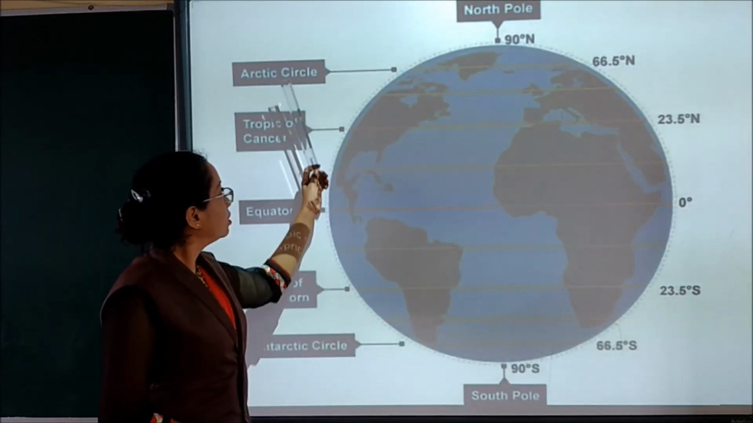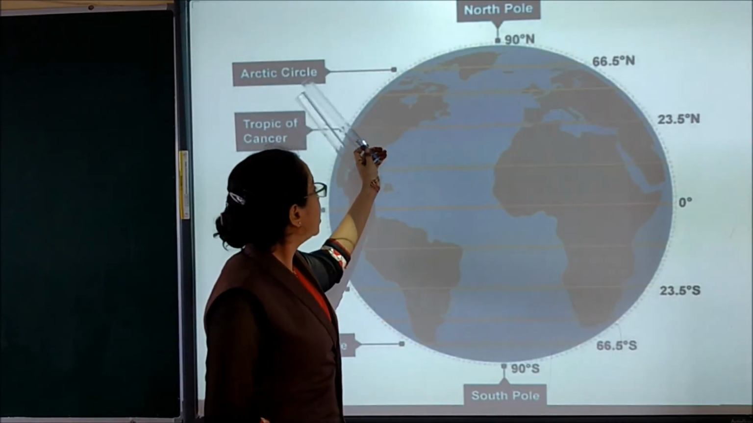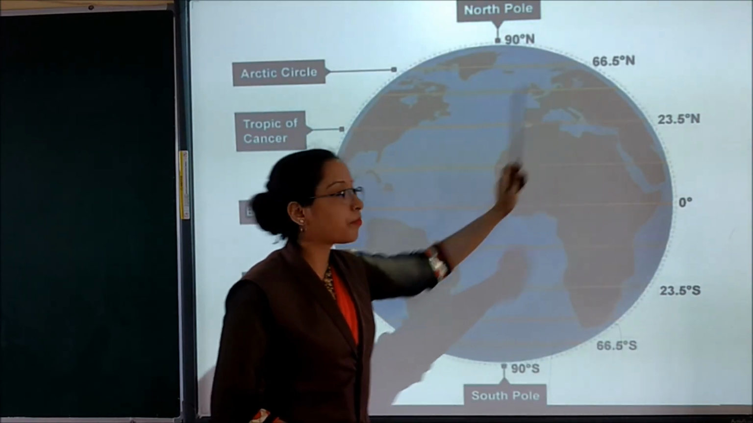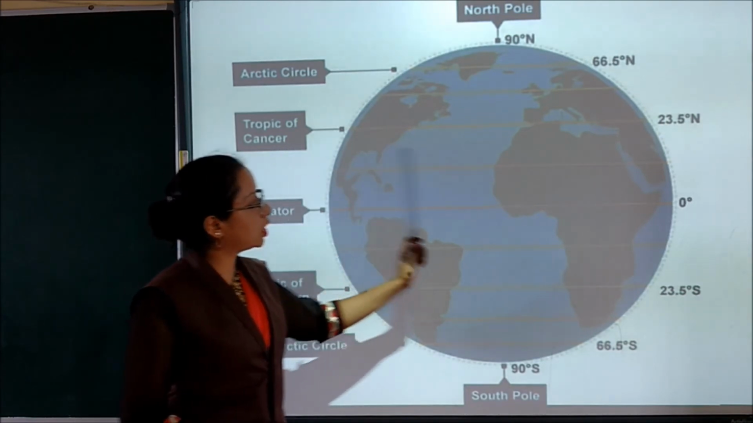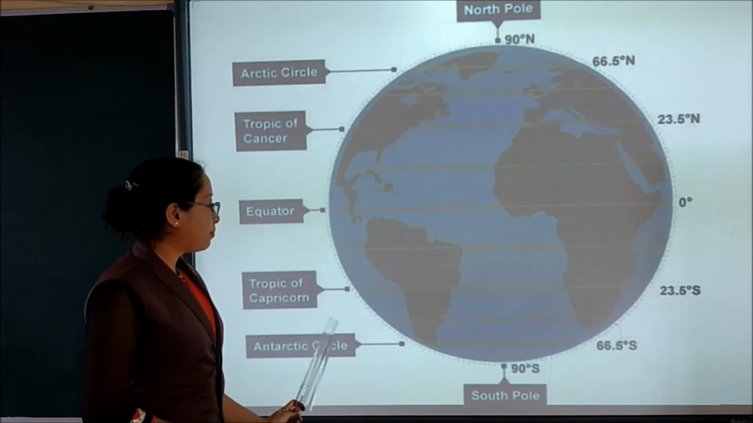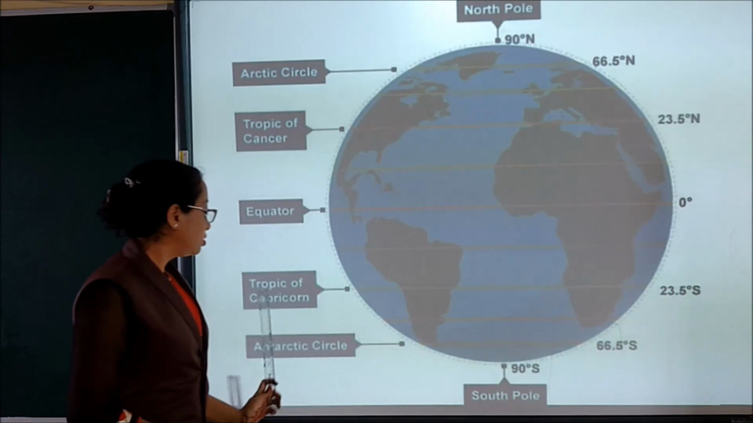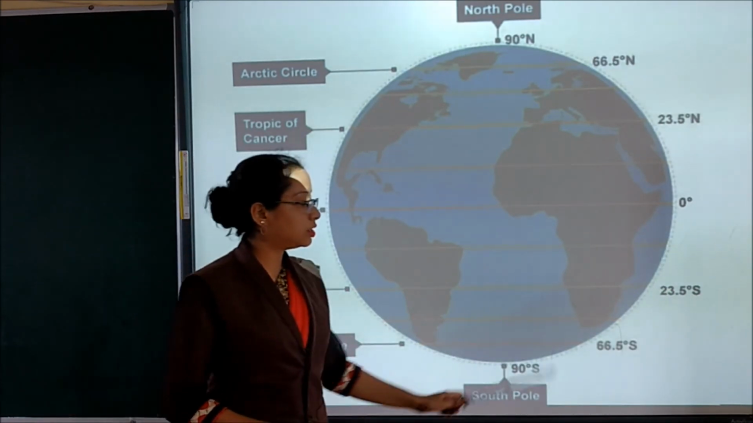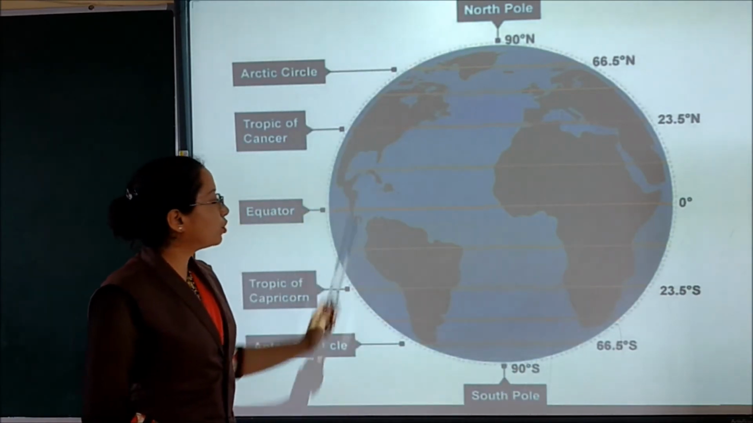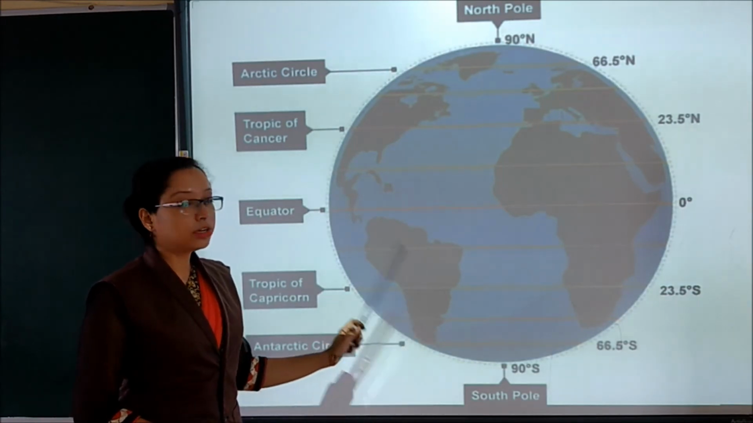Now let's see these degrees of each of these latitudes. Arctic Circle is located on 66.5 degrees north. Tropic of Cancer is located on 23.5 degrees north. Tropic of Capricorn is located on 23.5 degrees south, and Antarctic Circle is located on 66.5 degrees south. So these are the four important latitudes. You write it down also in your copy and learn it also.